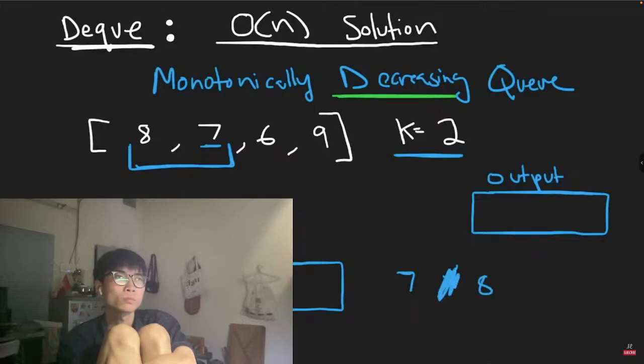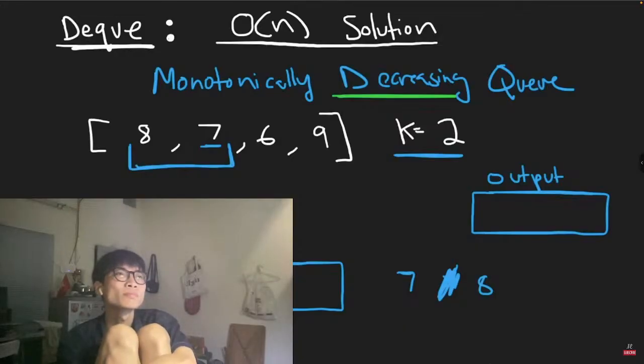That's just not true. So we're allowed to add the 7. We only want to remove smaller elements if they exist. But in this case, that's not true. So we add the 7. And notice how these values are in decreasing order. We have 8 and then we have a 7, right?